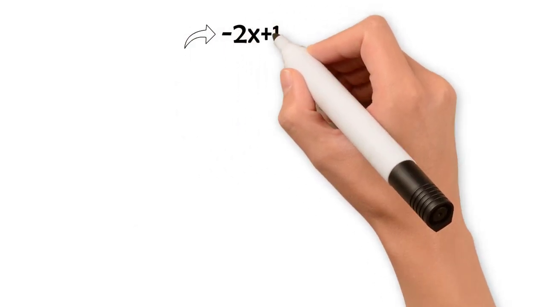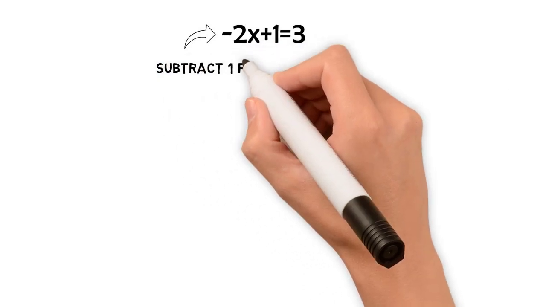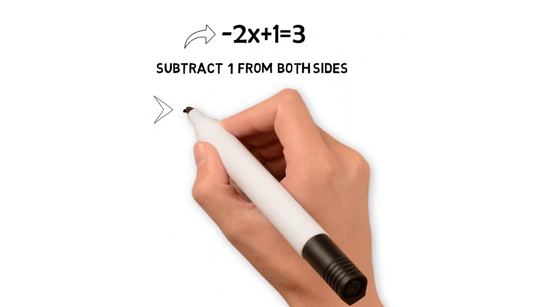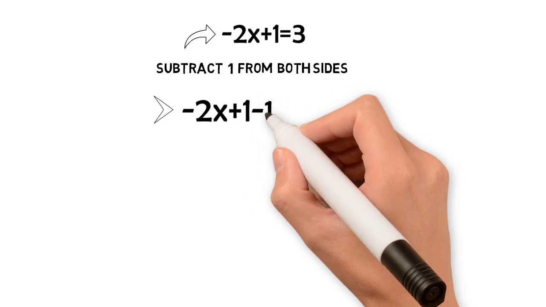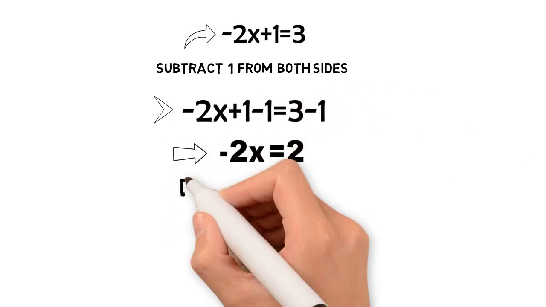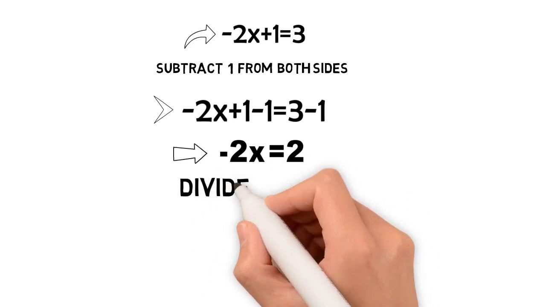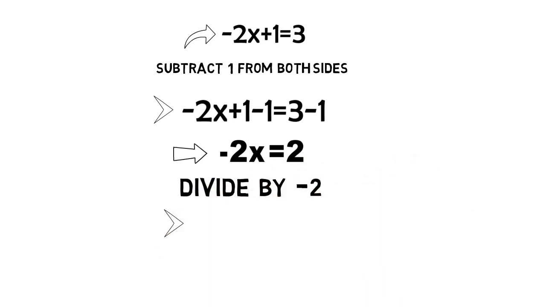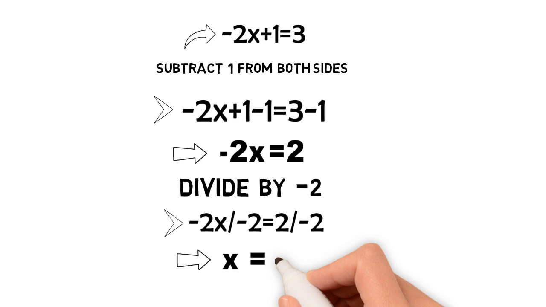Another example. Solve negative 2x plus 1 equals 3. Subtract 1 from both sides, so negative 2x plus 1 minus 1 equals 3 minus 1, to get negative 2x equals 2. Now divide by negative 2 to isolate the x. And so negative 2x divided by negative 2 equals 2 divided by negative 2, which simplifies to x equals negative 1.